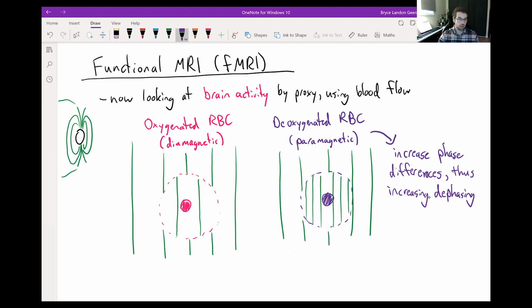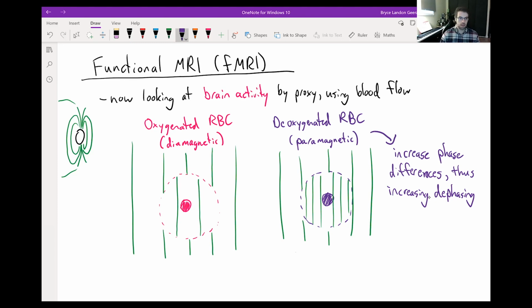So the more deoxygenated blood that there is in a region, the more dephasing occurs and the less signal you can get from that region along that T2 star curve. So, compared to a region where there aren't paramagnetic materials, signal will decay more rapidly, just because there's increased dephasing in this region.